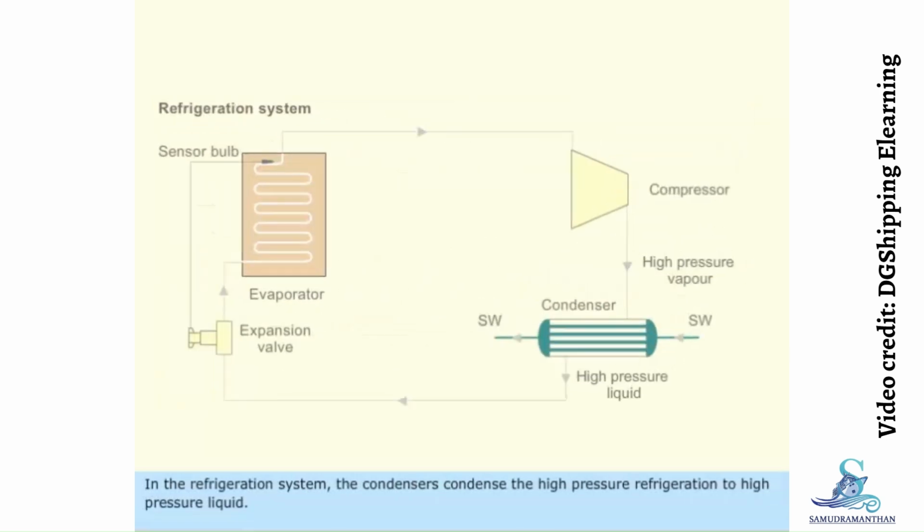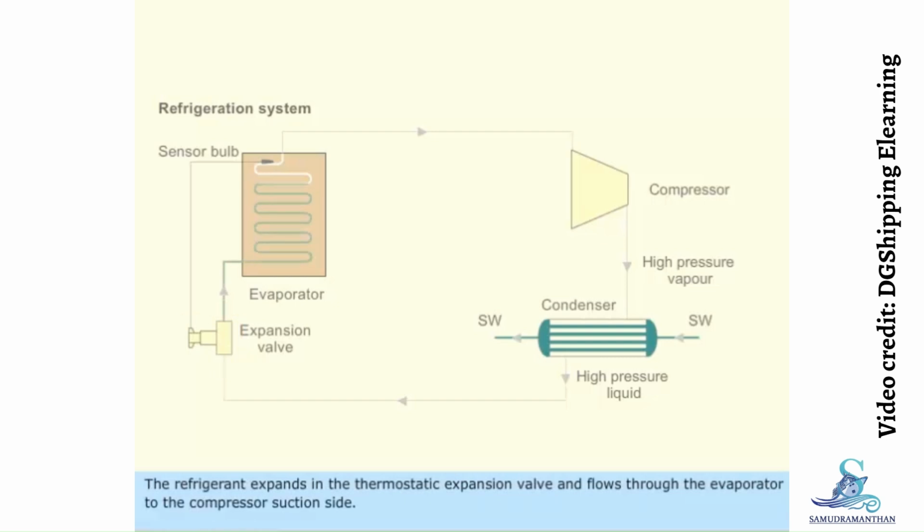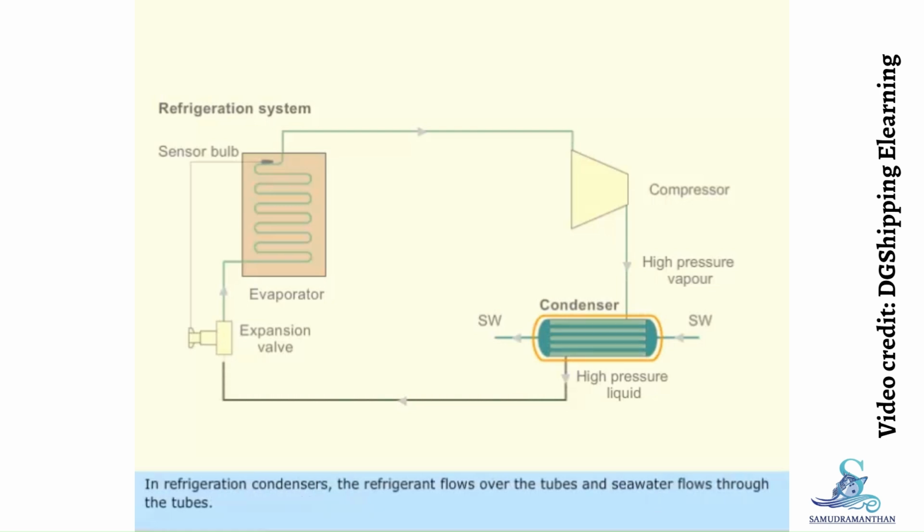In the refrigeration system, the condensers condense the high-pressure refrigerant to high-pressure liquid. The refrigerant expands in the thermostatic expansion valve and flows through the evaporator to the compressor suction side. In refrigeration condensers, the refrigerant flows over the tubes and seawater flows through the tubes.